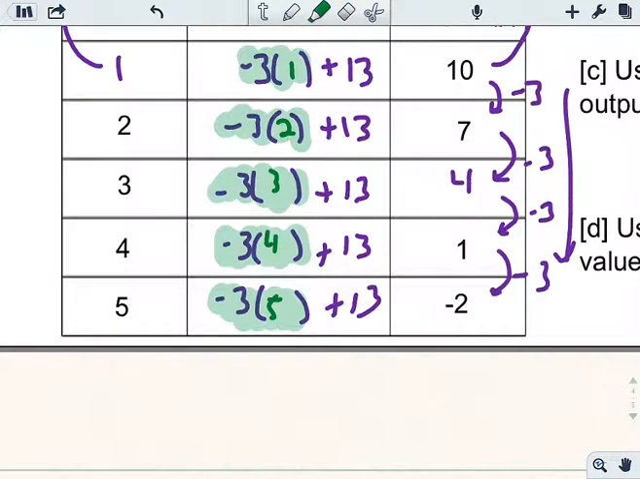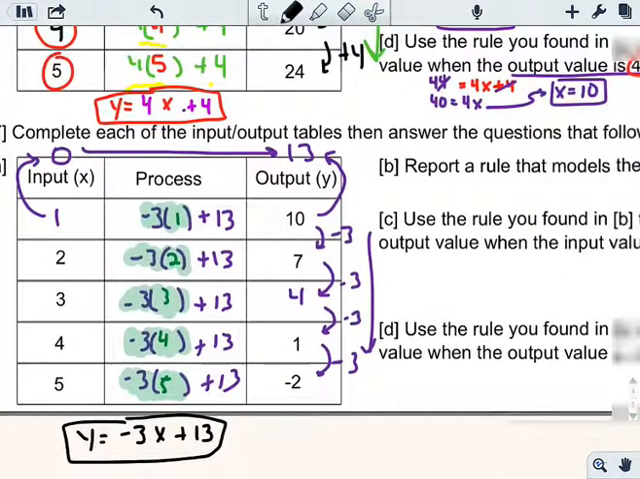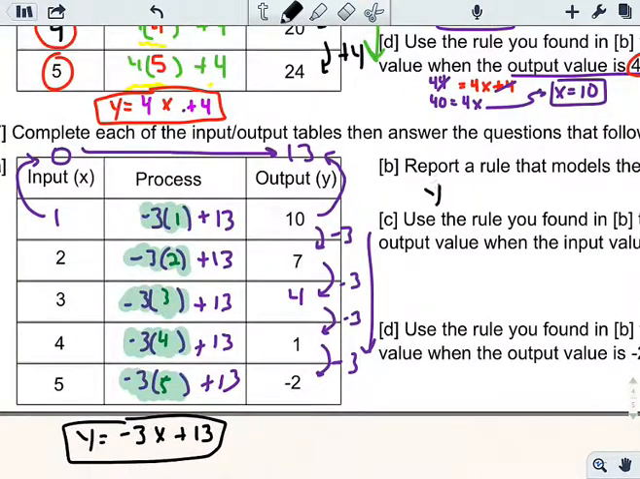So we do have a rule. Again, the rule writes itself, which is why the process column is so important. Which is why I keep saying, if you don't have a process column, add a process column. Rewrite your table. Because look at this. We have negative 3, we have a variable we'll call x, plus 13. The rule writes itself. So negative 3x plus 13. So we have y equals negative 3x plus 13.